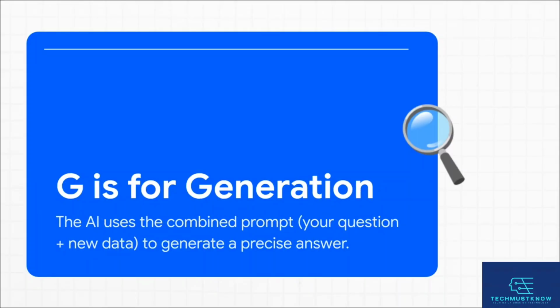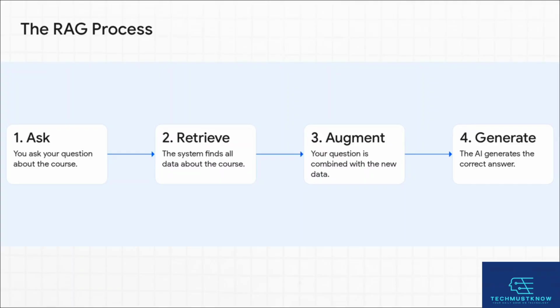And finally, we get to G for generation. Now that the AI has this supercharged prompt, it can just do what it does best. It looks at your original question, it analyzes all the brand new information it was just handed, and it generates a clear, accurate answer in natural language. So now, the chatbot can confidently tell you the exact time and place for your course because it was just given the facts.